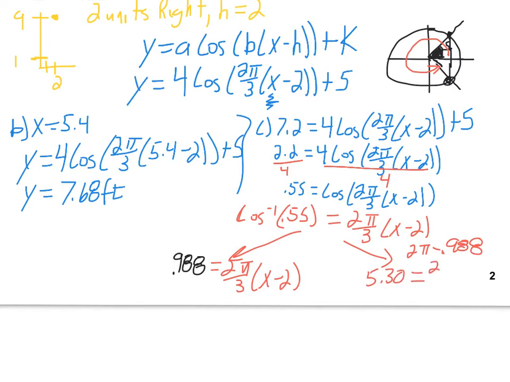And that's got to equal 2 pi over 3 times (x minus 2). You're always going to have these two solutions within the first 2 pi radians, or one trip around the unit circle. Go through, keep solving for your x value. Here, x is going to come out to be 2.472, and over here, x comes out to be 4.528.